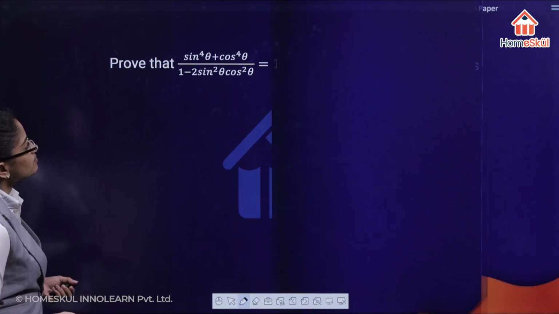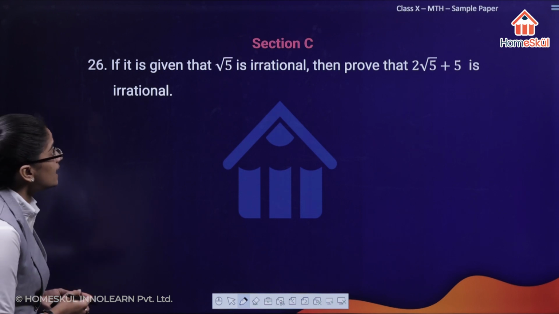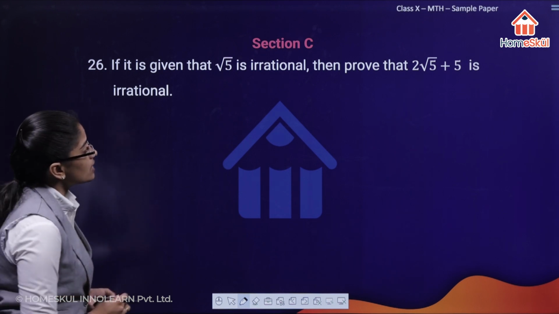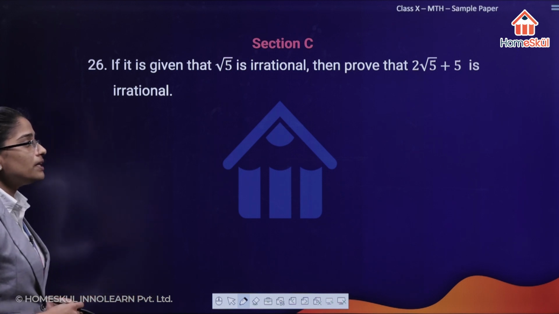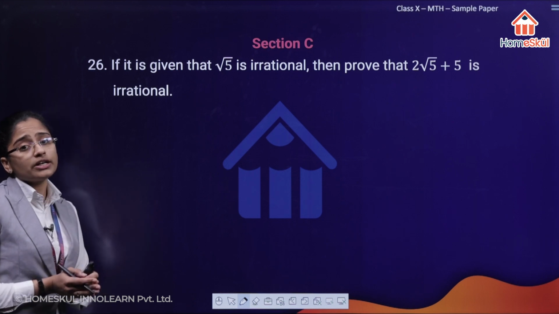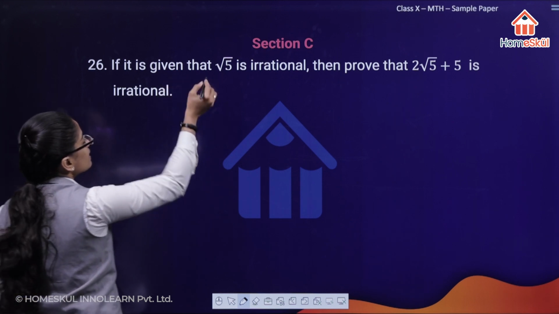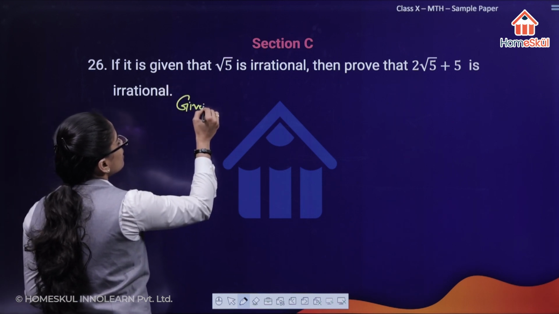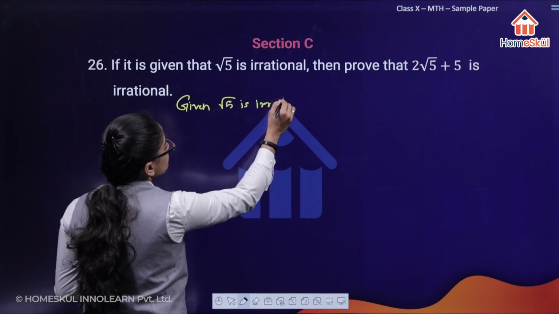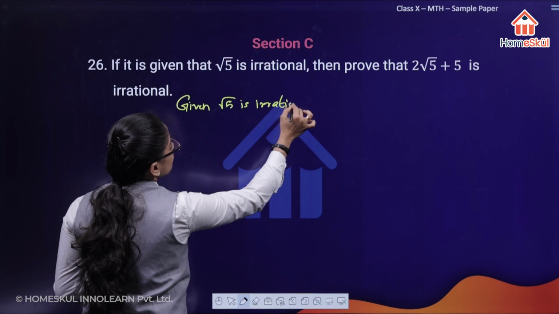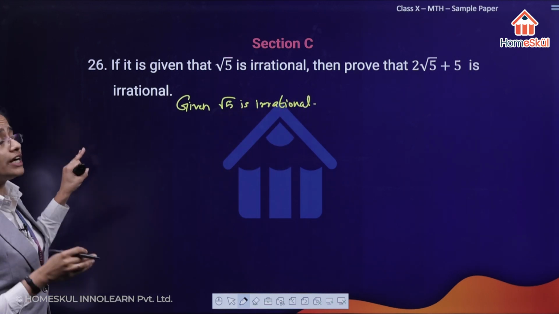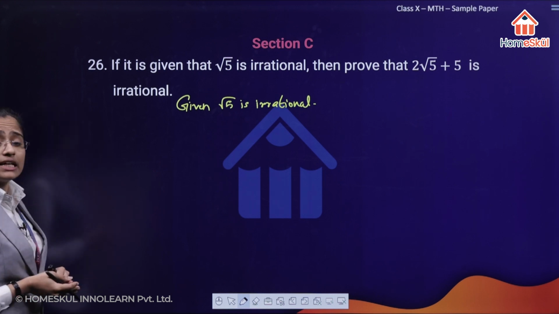Next question. Section C, 26th question. If it is given that root 5 is irrational, then prove that 2 root 5 plus 5 is irrational. Okay. So here we will use the contradiction method. It is given that root 5 is irrational, right? So using contradiction, we need to prove that 2 root 5 plus 5 is irrational.